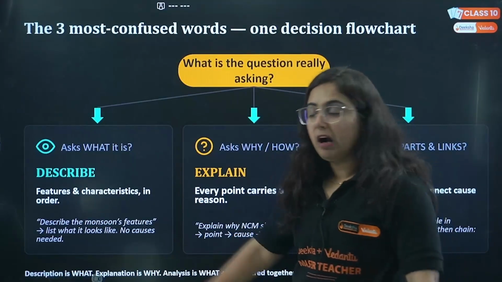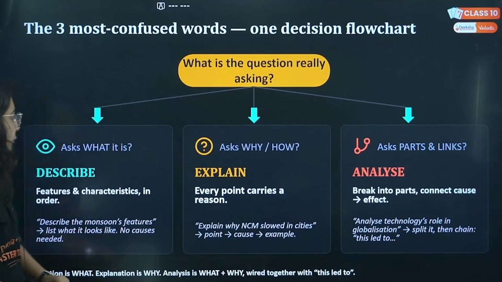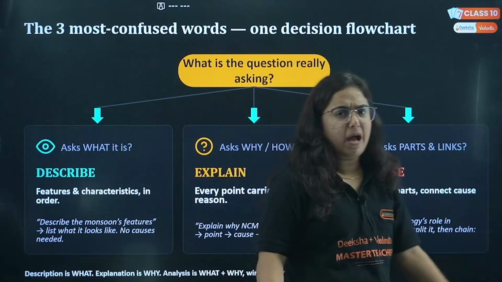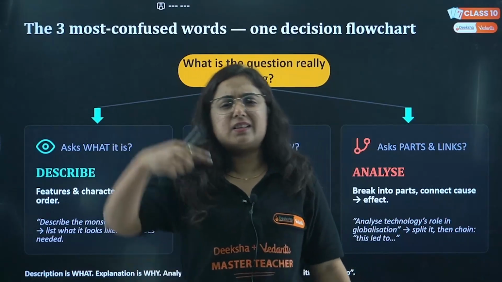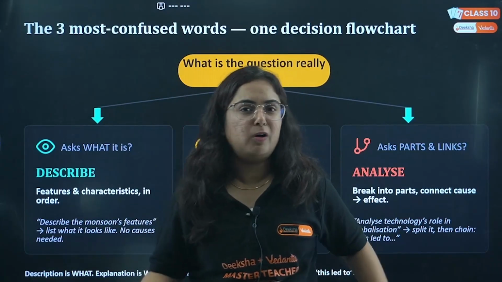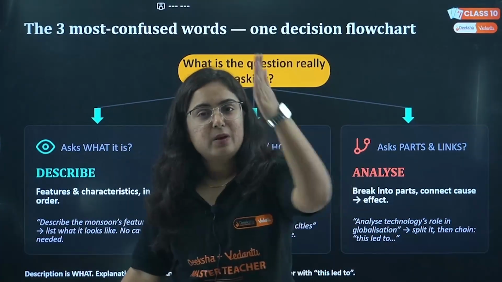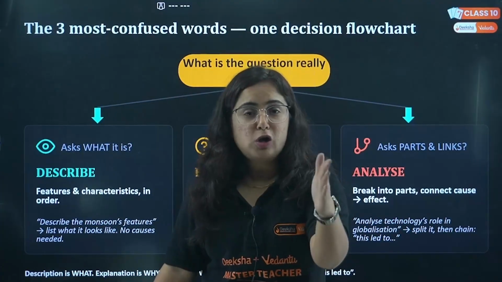First we will talk about the three most confused words: describe, explain, analyze. And you might be thinking, ma'am, we are not even seeing those words. We are just seeing 'describe Frankfurt Parliament', and then whatever we know, whatever we are aware of, we just start writing about that. If you are doing that, then you are wrong. Beta, every word has a difference, and our answer writing approach should also be different.